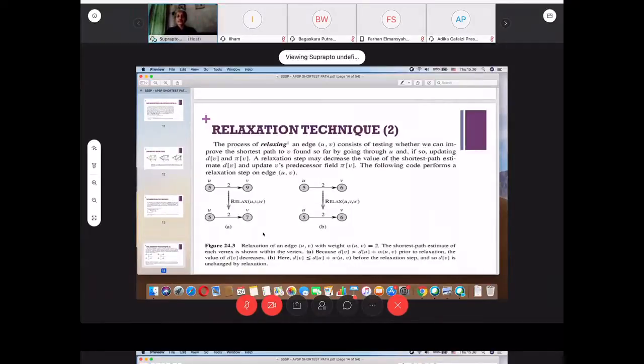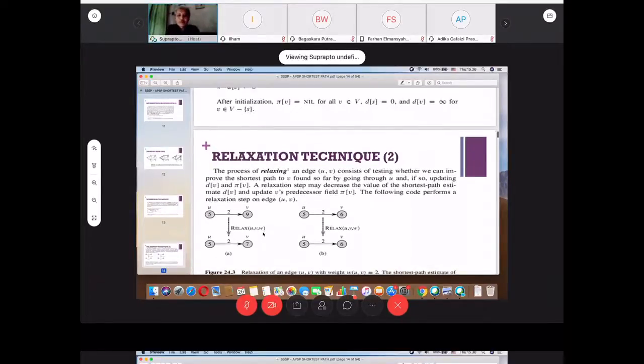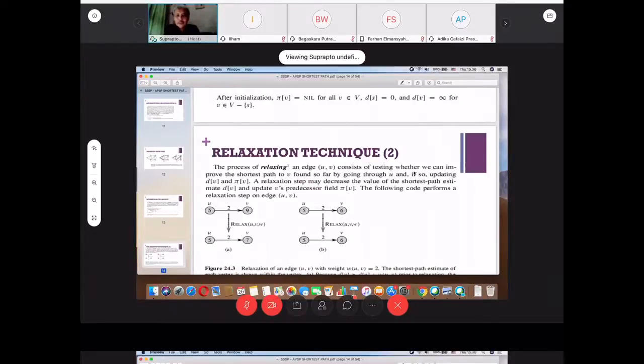Perform a relaxation step on the edge (u, v). What does it do? There are two cases, case A and case B. Improve means see whether we can improve the shortest path to v, meaning whether we can decrease the value of the shortest path to v, by going through vertex u.